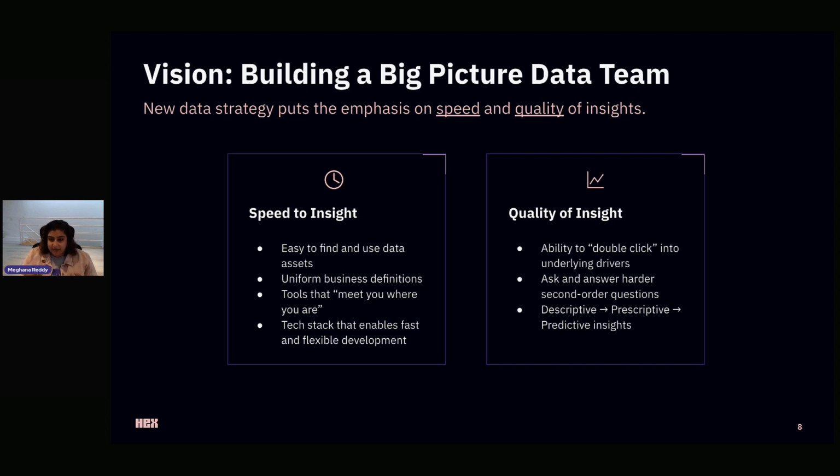So having high quality of insight means that you are empowered and able to double click and understand the why or the how behind some of the things that you're seeing, which is actually very related to the second point about being able to ask and answer those second order questions. And ultimately, we'll get into this a bit more later in the presentation as well. Ultimately, you're able to go further down the path from descriptive analytics to prescriptive to predictive, which again is really just about double and then triple clicking into our ability to understand the trends that we're seeing.